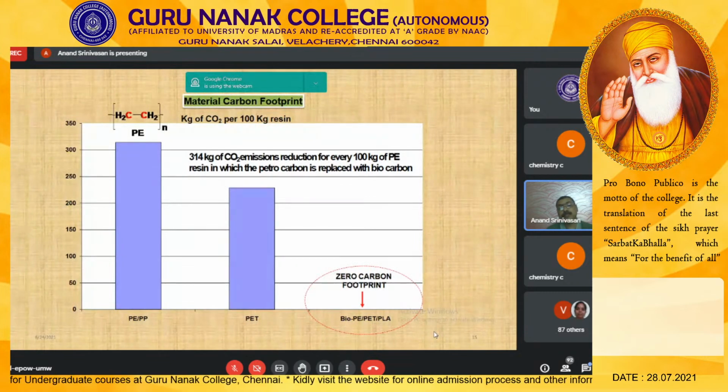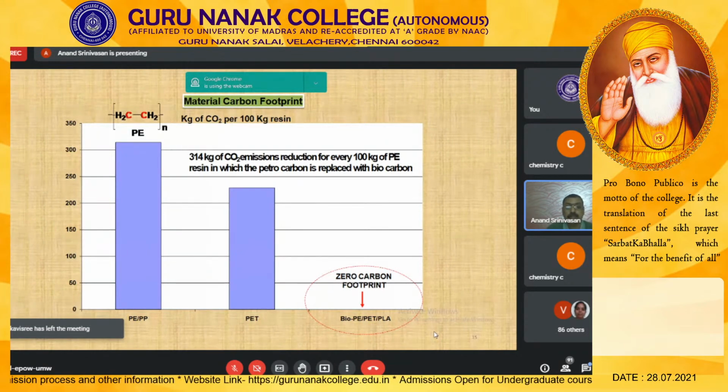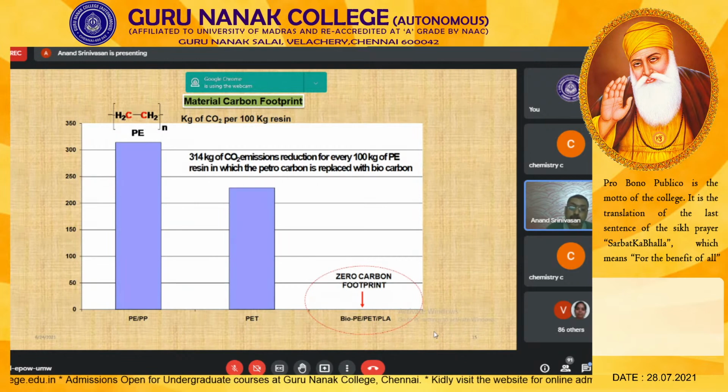So this is the graph which is very interesting to all of you. As you can see, 100 kgs of synthetic polyethylene releases 314 kgs of CO2 emission. You see there is a lot of CO2 being emitted when you are using a synthetic polymer which is obtained from crude oil. And similarly, you can also calculate the amount of CO2 that is left into the atmosphere for 100 kg of polyethylene terephthalate, PET. So you can see it is almost somewhere between 225 to 230 kgs of CO2. So in both cases, the synthetic polymers emit too much CO2 to the atmosphere.